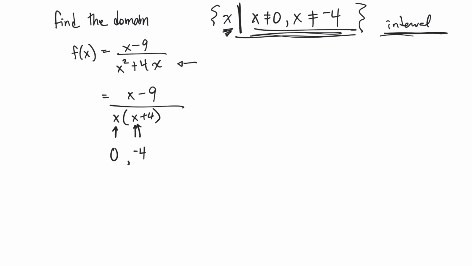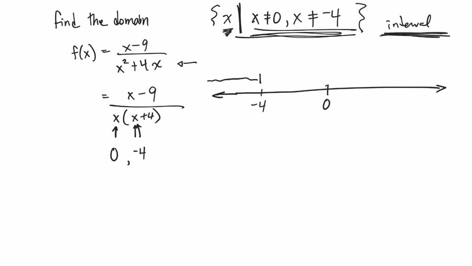For interval notation, I like to do interval notation with a number line, just so I can see what intervals I'm using. So 0 is a point where it can't be, and negative 4 is another point that it can't be. So if I look at how far the number line extends, I have an interval that goes up to here, but it can't include negative 4. And then I have another interval in between negative 4 and 0 that will work, but it can't be 0. And then from 0 on upward forever is another interval.